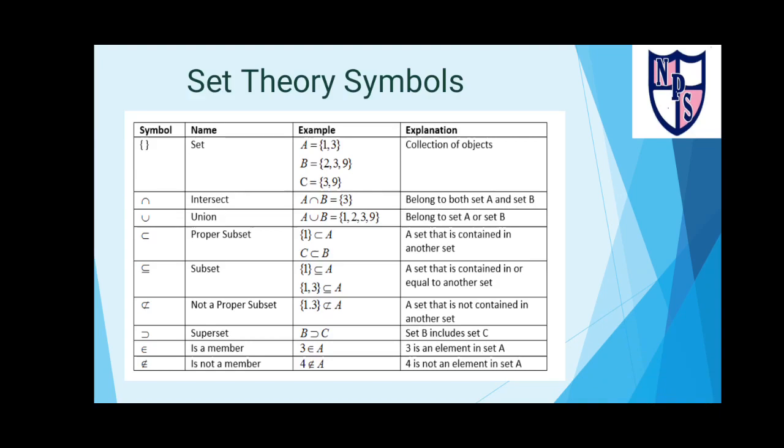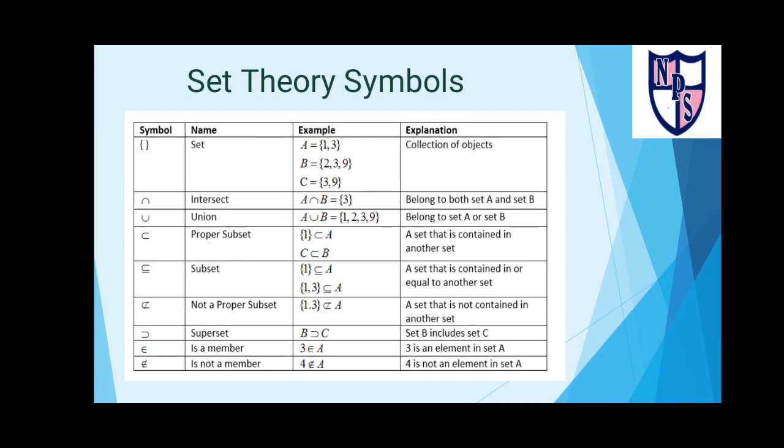Second is the intersection symbol. Basically, the intersection of two sets is a set of elements belonging to both the given sets. Third one is the union symbol. Union of two sets is a set that contains all the elements of both the sets. Next is the symbol of proper subset. Next, the symbol of subset.